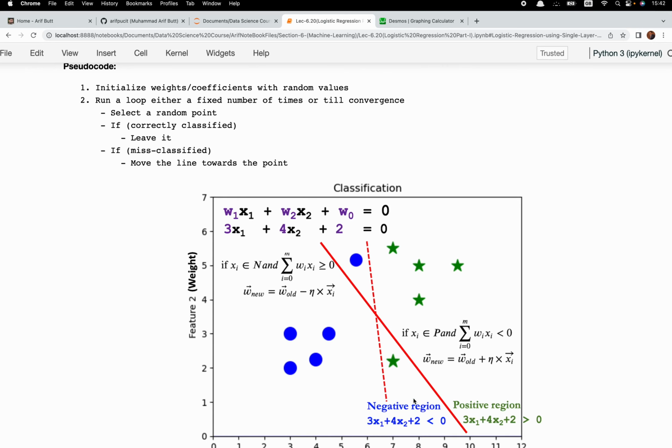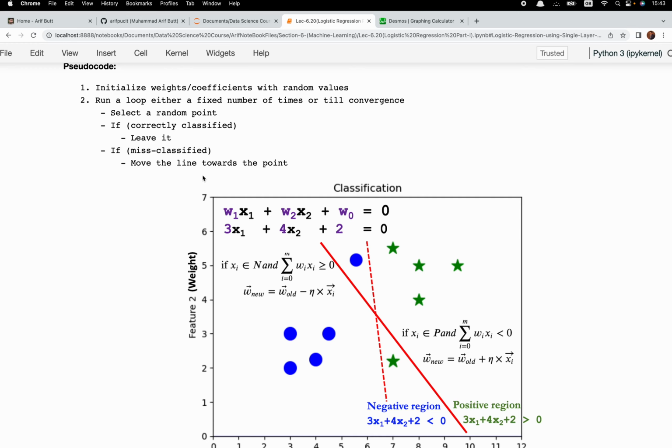Let me now describe the algorithm at an abstract level. We initialize the weights or coefficients with some random values. We then enter a loop which runs either a fixed number of times or till convergence. And in each iteration of the loop, we select a random point. If it is correctly classified, that is a positive point in the positive region, or a negative point in the negative region, we leave it. And if it is a misclassified point, we move the line towards the point. So this is the algorithm.